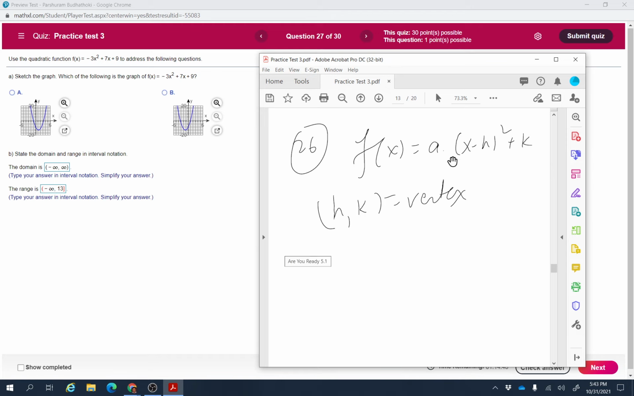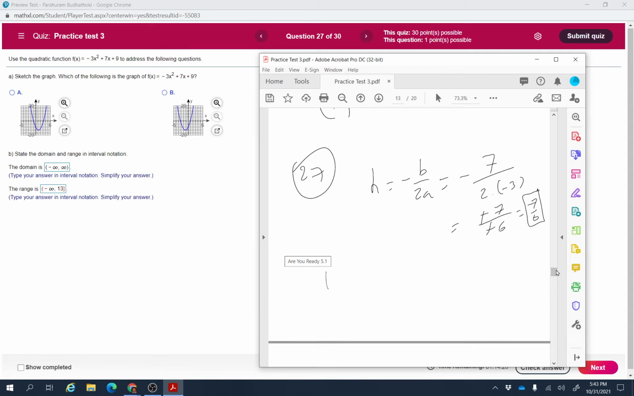So the vertex can be found for a problem like this. If you have a quadratic function, the vertex can be found. The x coordinate of the vertex is negative b over 2a. In this case, b is 7 and a is negative 3. So that is negative 7 over negative 6, which is 7 over 6. So this is the x coordinate of the vertex.